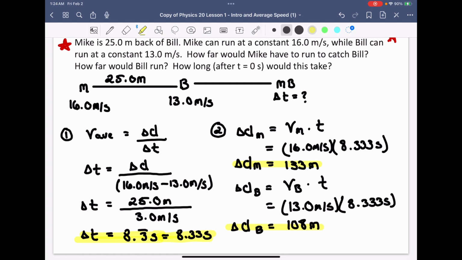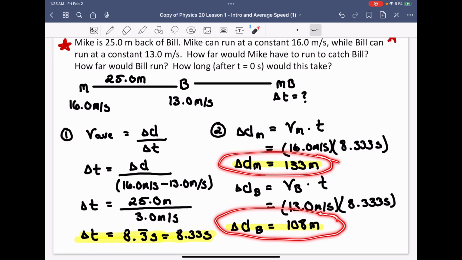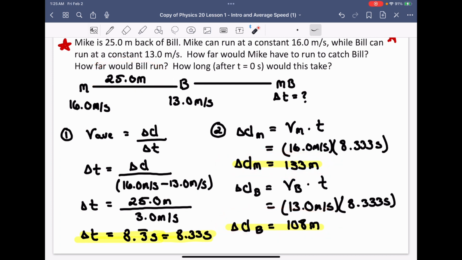Now, I want you to logically just think about this for a second. When you're looking at these problems, they had to cover 25 meters, there was a difference in their speeds, and that difference in speeds is what allows Mike to catch up. And then additionally, what we can look at right at the end to confirm we got the right answer is if I take the distance of the longer person and subtract the distance of the person moving at a slower speed, what you should notice is that the difference in these is equal to 25, which it is. 133 minus 108, we get 25. So that represents that difference that they were originally separated by, and that the distance covered has to be shorter for Bill than it does for Mike.